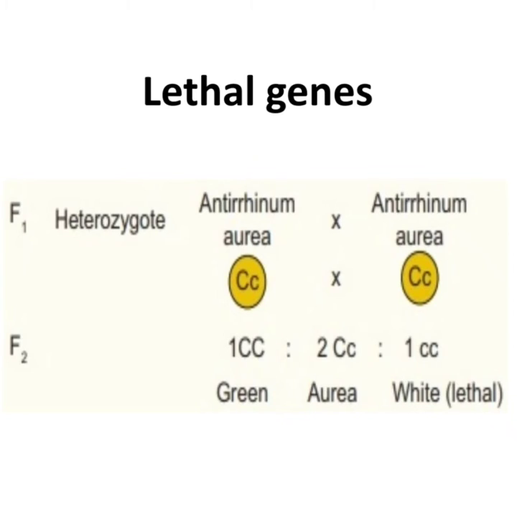Here you can see in this image, the F1 heterozygote, Antirrhinum aurea, capital C, small c, is selfed with Antirrhinum aurea with capital C, small c, and the F2 generation that is obtained is 1 green, capital C, capital C, 2 aurea, capital C, small c, and 1 small c small c, the white, does not contain the chlorophyll, hence it does not survive.